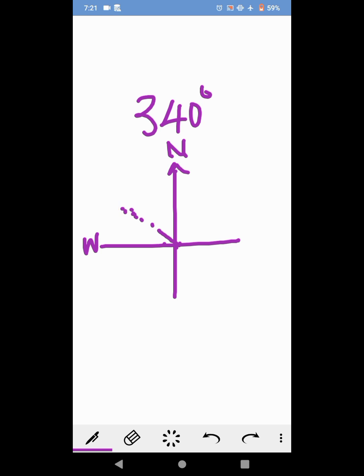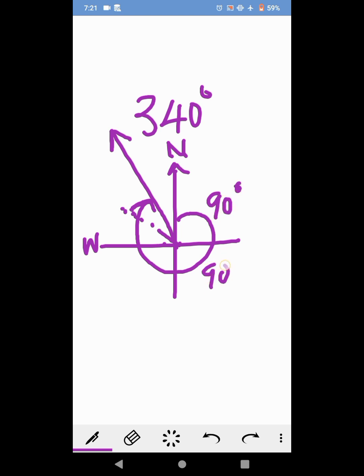So we need to go up a little to get 340. So we are going upward in this direction. That's the direction of 340, and you rotate from the north in a clockwise direction. This is the angle for 340 degrees. If you're to split the angles, you have here to be 90, here to be 90, here to be 90, which is 270 already, and that means here must be 70 degrees.